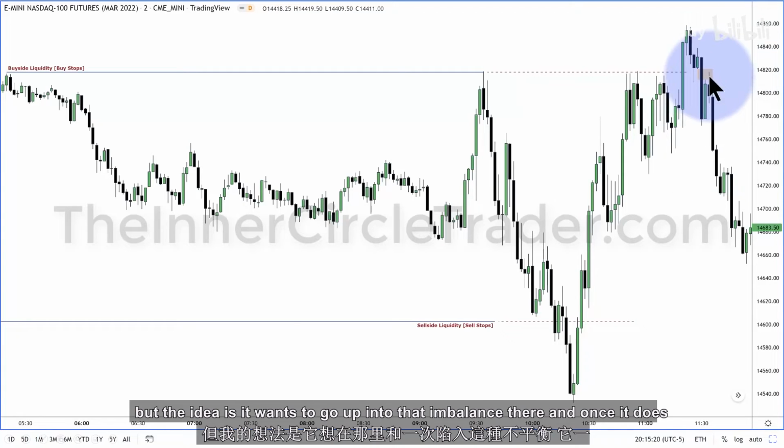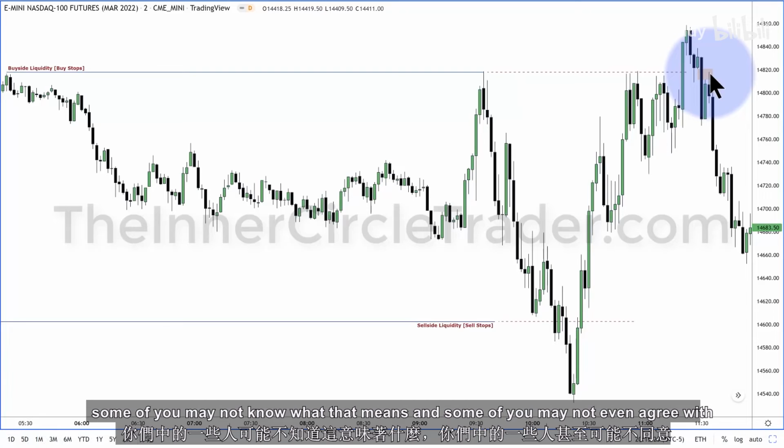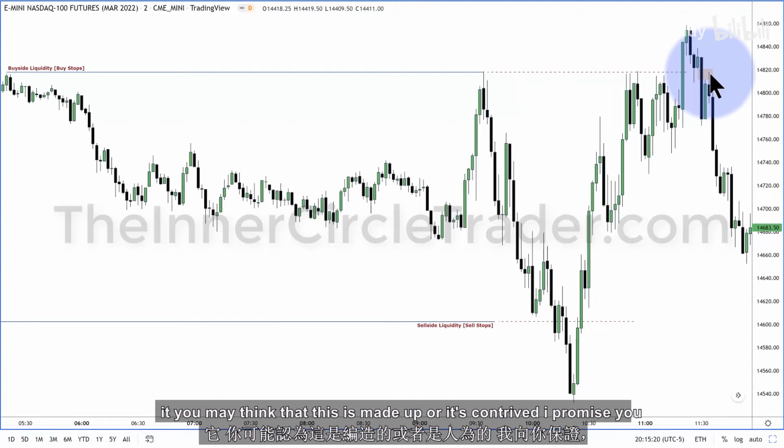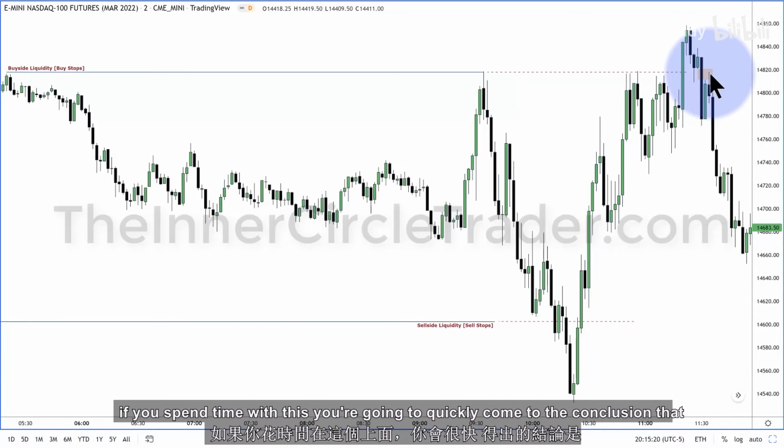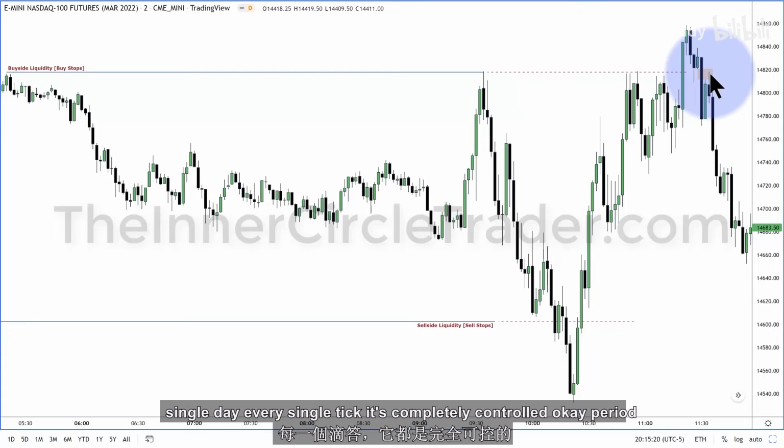But the idea is, once it goes up into that imbalance there, as soon as it enters that area, the algorithm that delivers price. Now, some of you may not know what that means, and some of you may not even agree with it. You may think that this is made up or it's contrived. I promise you, if you spend time with this, you're going to quickly come to the conclusion that there absolutely is an algorithm, and it's manipulating the markets every single day, every single tick. It's completely controlled, okay, period.